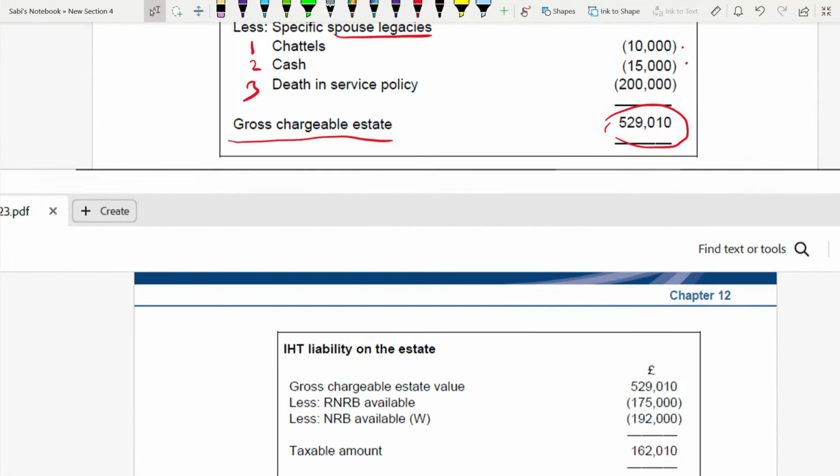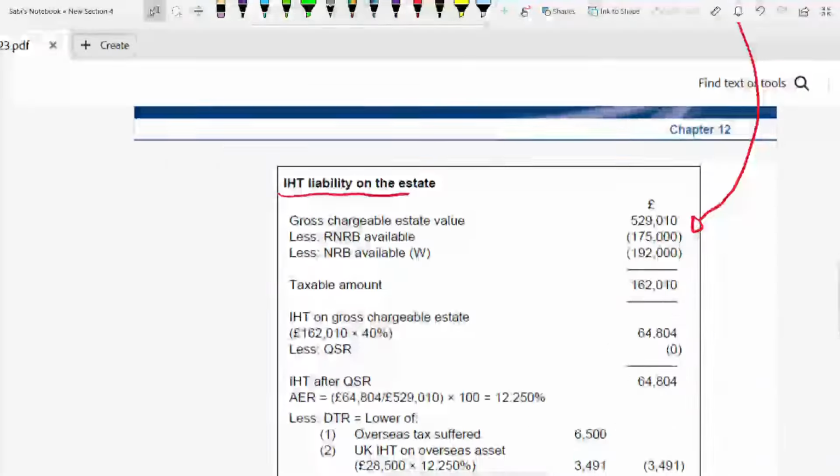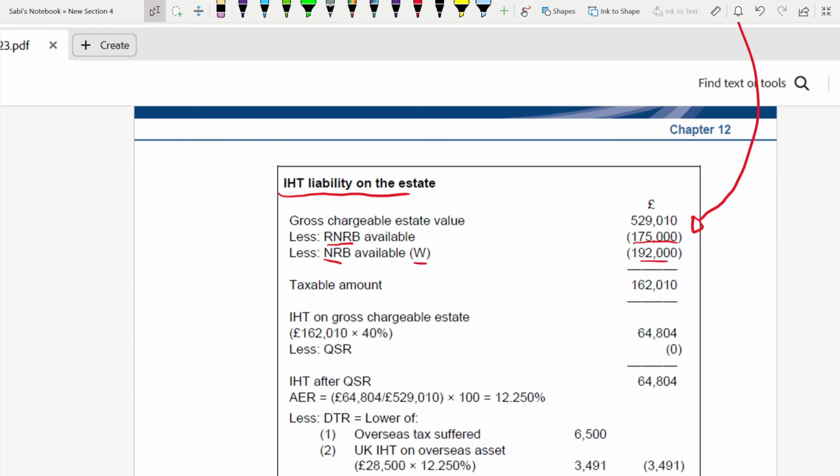You need this gross chargeable estate for your IHT, to calculate IHT. Next is IHT. We are done with chargeable estate computation. We got the value of the estate 529,010. From there, because we have one residence, first deduct 175,000 of residence nil rate band. Then we deduct nil rate band 325, but why is this reduced? There is a working for it because we made one lifetime gift.